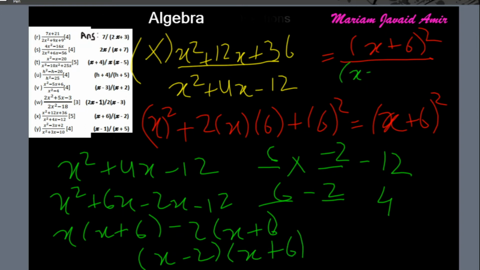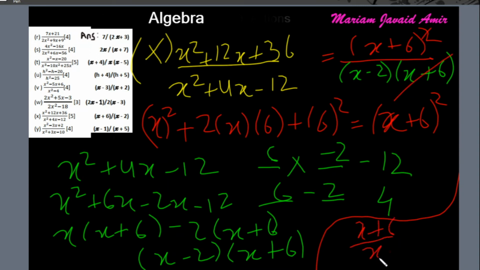x minus 2, x plus 6 is the factorized form of the denominator, and the final answer here would be x plus 6 over x minus 2, as the square will get cancelled. Final answer for part X.